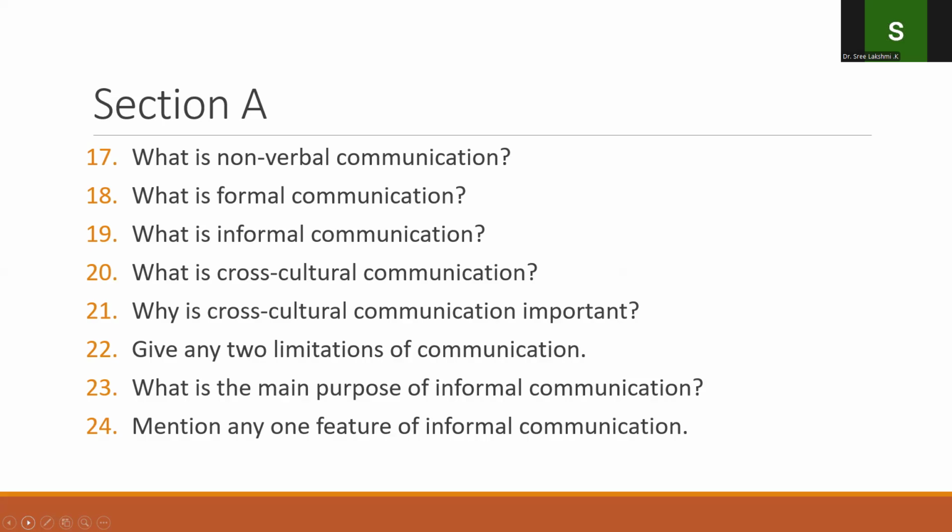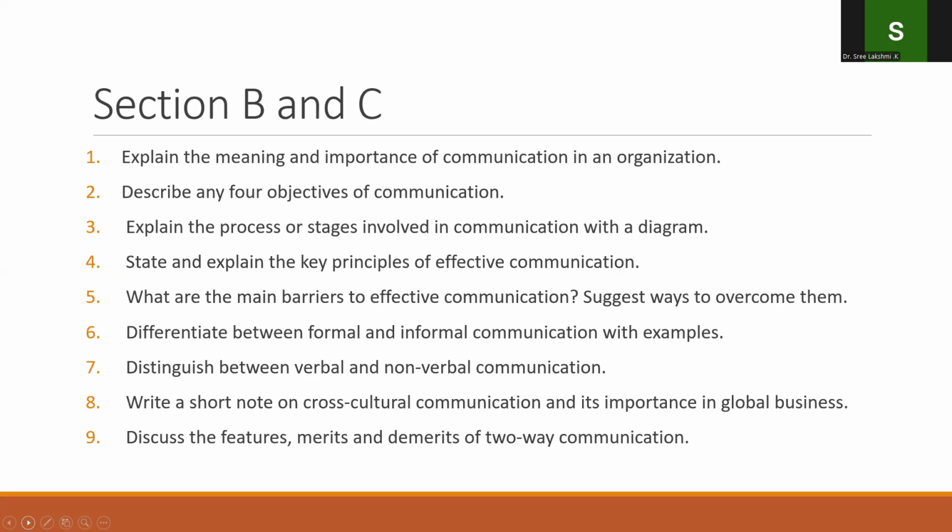Further, for Section A, you can expect questions like give any limitations of communication. What is the main purpose of casual or informal communication? Explain or note the features of informal communication. Whereas you can expect descriptive type questions of B and C in these aspects.